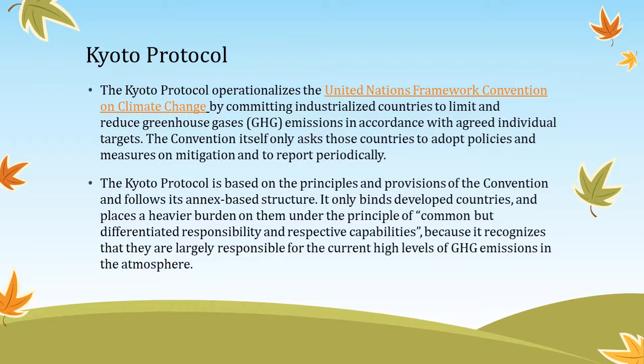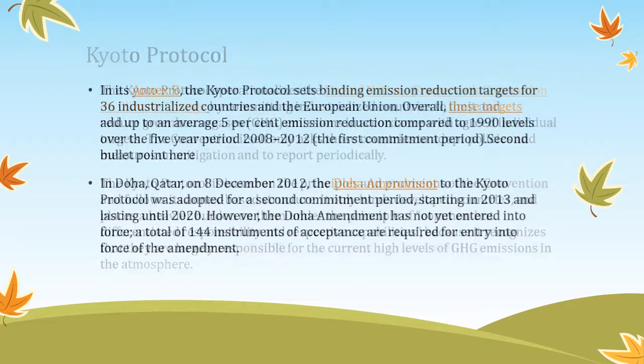If you refer to this protocol, you will come across an annexure, Annex B of the Kyoto Protocol. It sets binding emissions reduction targets for around 36 industrialized countries, along with several other European countries that are part of the European Union. Overall, these targets add up to an average of 5% emission reduction compared to 1990 levels over a 5-year commitment period.